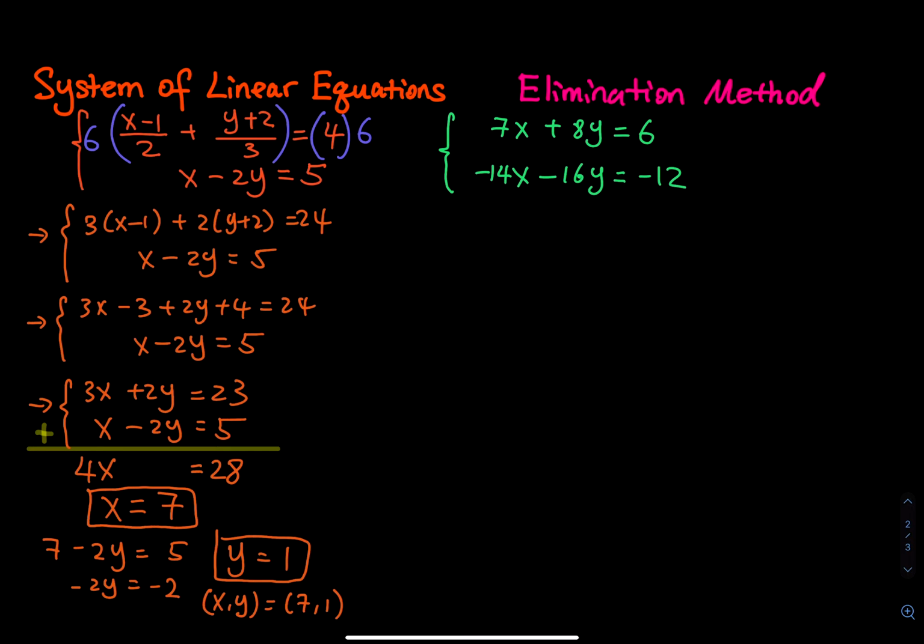The second system, you have 7x plus 8y equals 6, and then negative 14x minus 16y equals negative 12. So you can't just add or subtract to eliminate one of the variables. The first thing that I would like to do is get a 14x in the first equation. Let me change to a different color. Actually, I want to use red. So we multiply both sides by 2. Multiply this side by 2 and then multiply this side by 2.